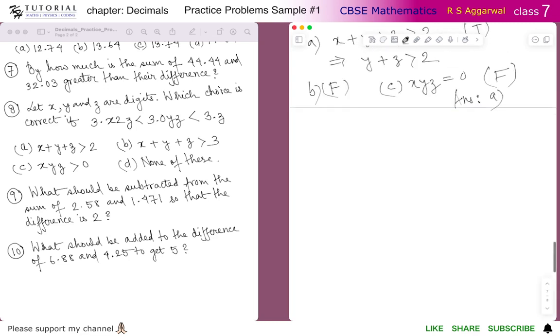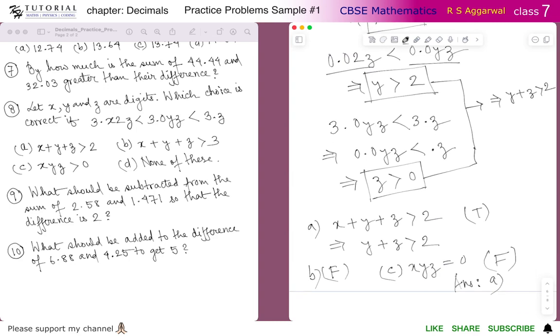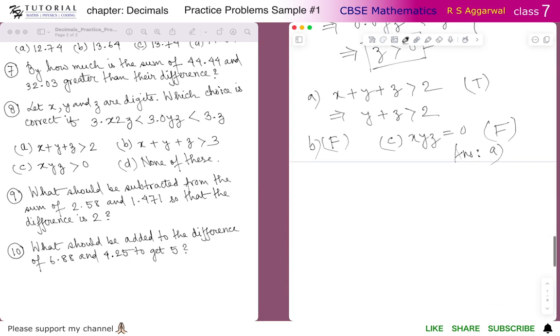Okay. This was a little tricky question that I designed myself just to check your knowledge of how you compare decimal numbers based on the whole number part and the digits in the decimal part. When you compare the decimal part, you compare digit by digit from left to right. Okay, now let's solve question number 9.